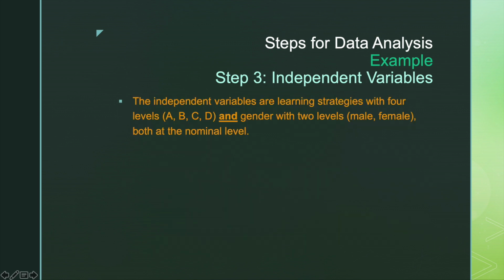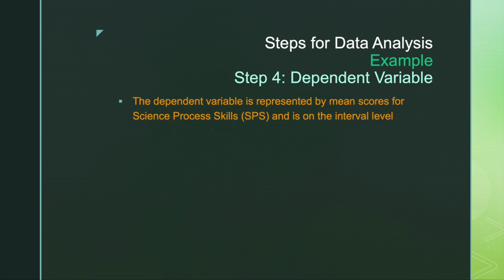Step 3, independent variables. The independent variables are learning strategies with 4 levels, A, B, C, D, and gender with 2 levels, male, female, both of which are at the nominal level. Step 4, dependent variable. The dependent variable is represented by mean scores for science process skills and is on the interval level.